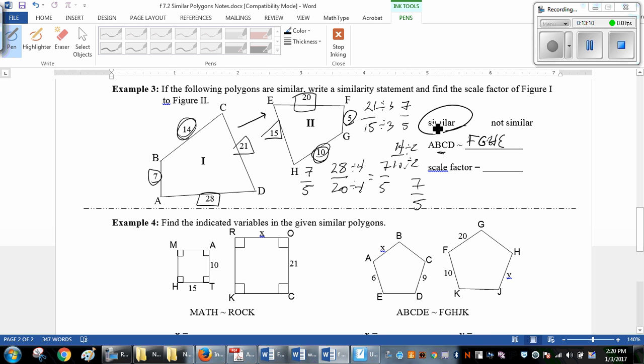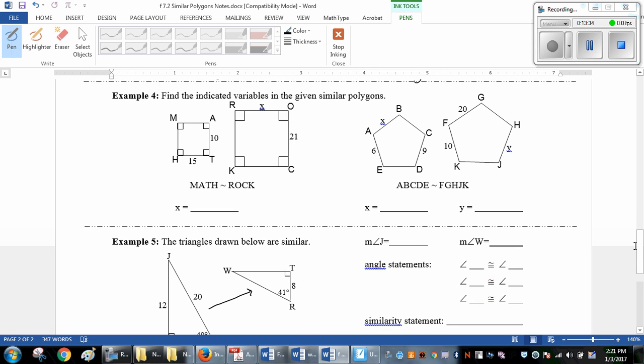There's our similarity statement. Now our scale factor we got is 7/5. But now we want to think: this was getting smaller. So we're going to take the reciprocal of that, and that's the one we want for our scale factor because it's getting smaller, so it's going to be less than 1, or 5/7 for our scale factor.